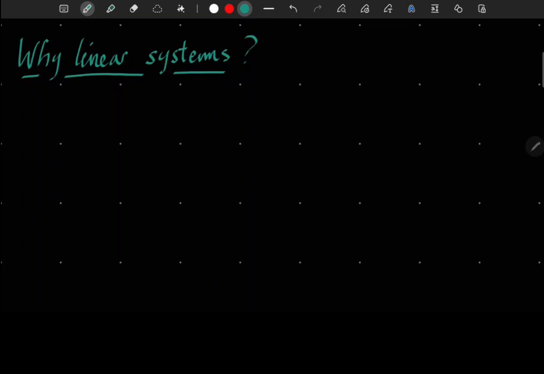So why are we so interested in linear systems? Well, there are two main reasons. The first one, as Richard Feynman famously put it, is that we can solve linear systems. And the second reason is that we can use linear systems to approximate the behavior of nonlinear systems in the vicinity of equilibrium points.